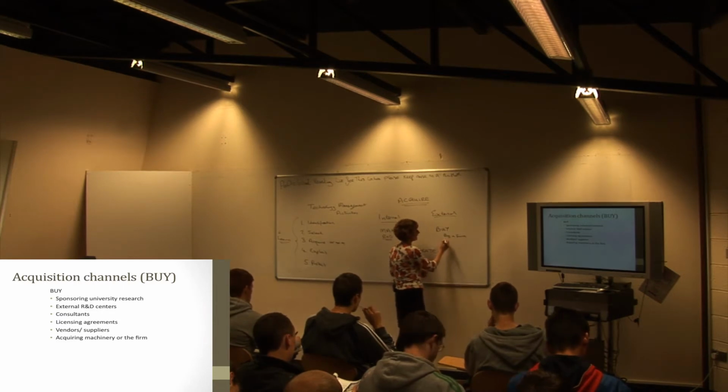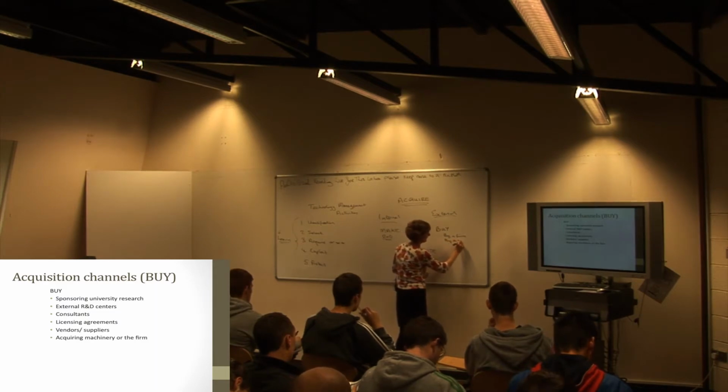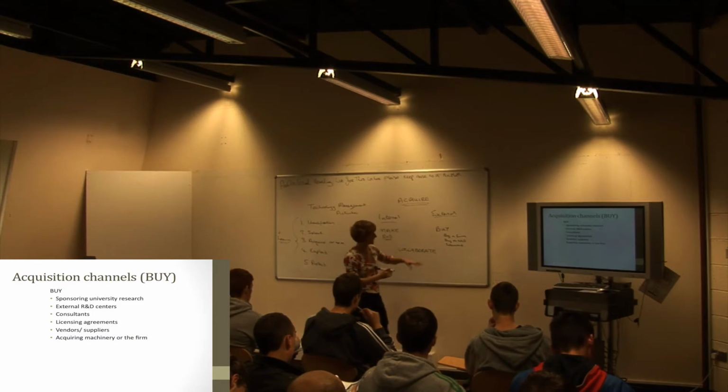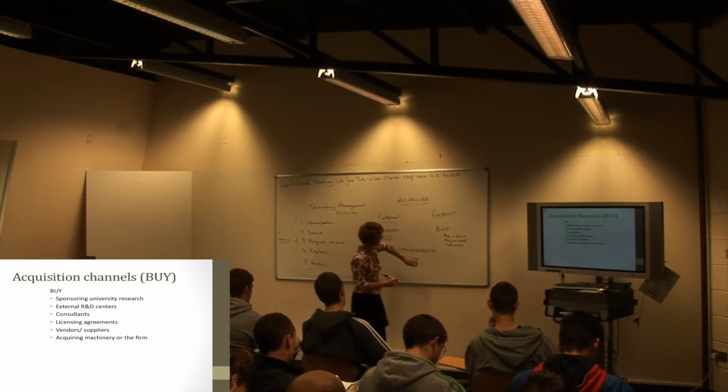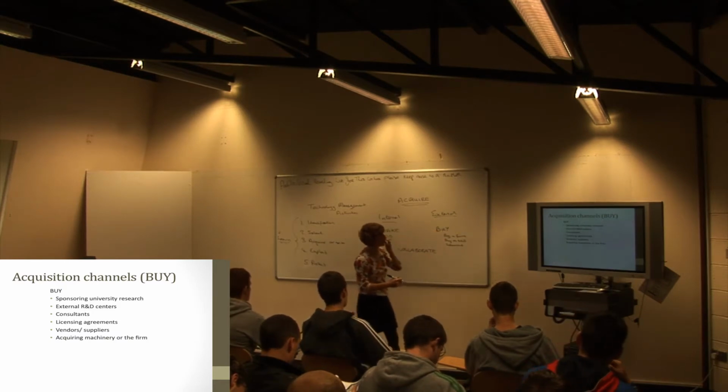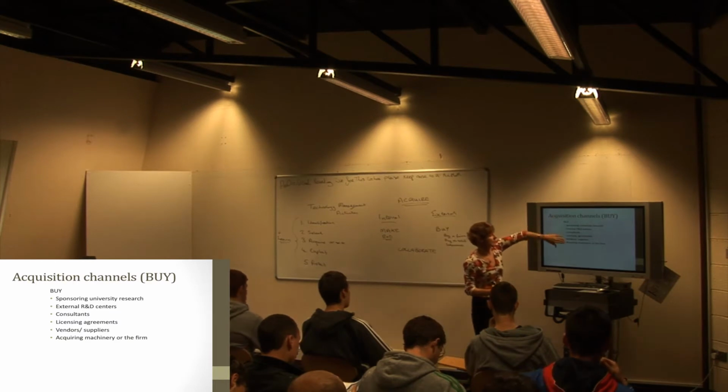You could just buy the skill. Or you could subcontract. So you kind of buy in what you need in R&D. So there are different ways of actually buying, and then to collaborate again, there are different ways you can do that. Here we're looking at different ways that you can buy.